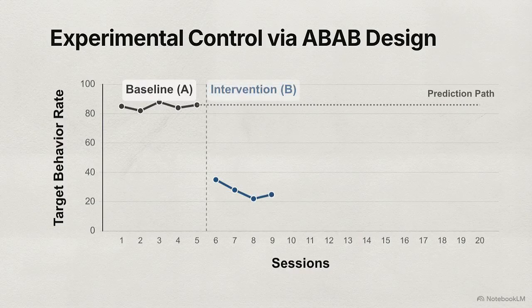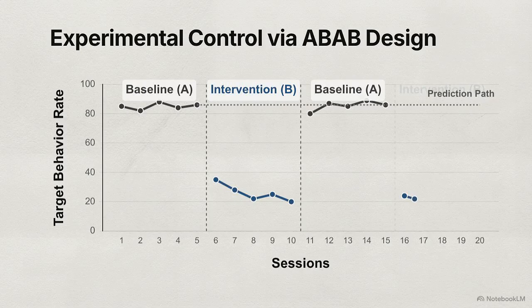But this initial change is only the beginning of proof. A confounding variable could still be responsible. To rule that out, we execute the verification step. We actively withdraw the intervention. The behavior returns to the original baseline levels, verifying that our initial prediction was accurate.